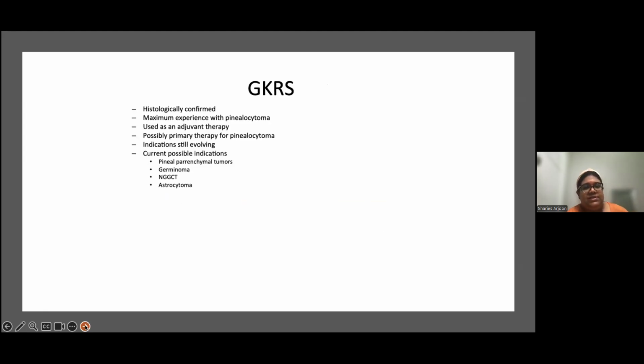Gamma knife radiosurgery is for when it is histologically confirmed, with maximum experience with the pineocytomas. It is used as an adjuvant therapy, possibly primary therapy for the pineocytomas, and the indications are still evolving. The current possible indications would be for pineal parenchymal tumors, germinomas, non-germinomatous germ cell tumors, and astrocytomas.